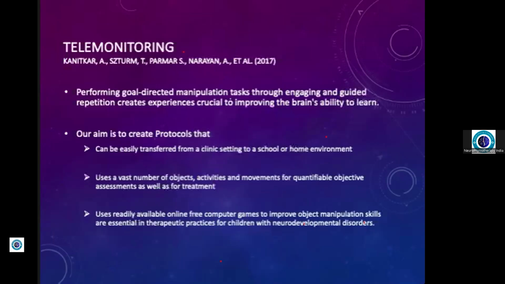So what is believed to be a good telemonitoring platform? It needs to be goal-directed. It needs to be repetitive task practice-based. It needs to be able to record the experiences. It needs to record the sessions per se. It can be easily transferred from a clinical setting to a school setting or home setting, has a vast number of activities or movements that can be practiced, and is readily available at low cost.